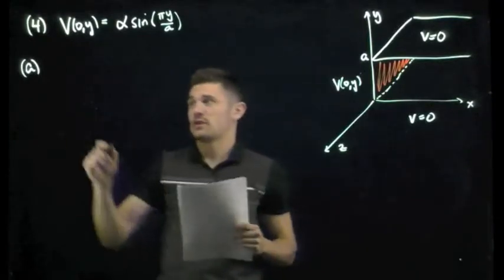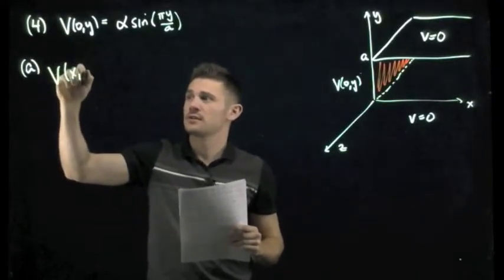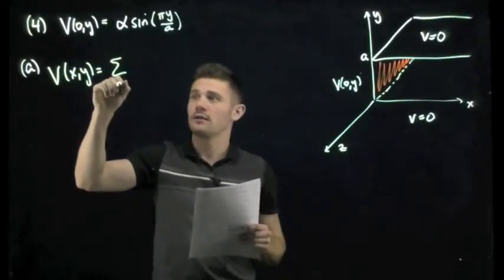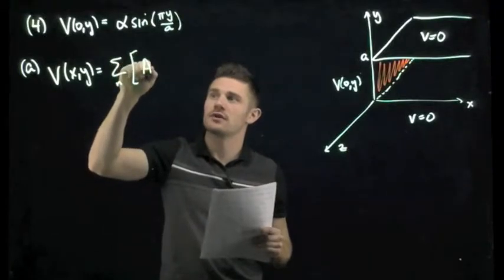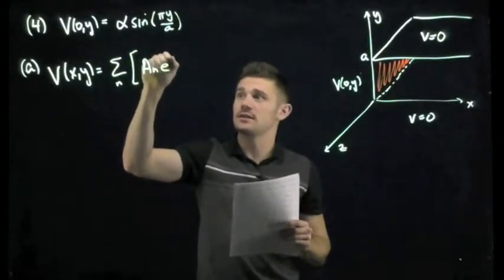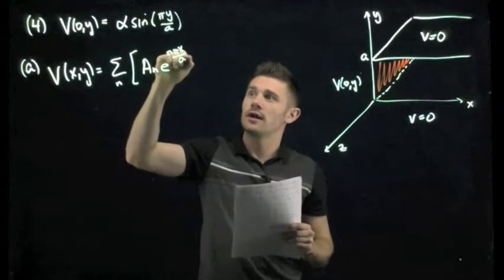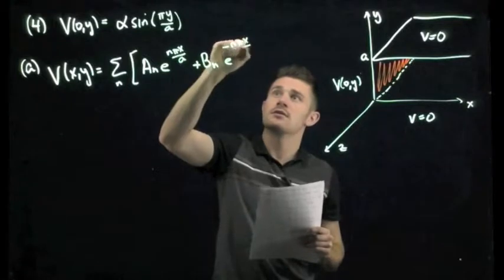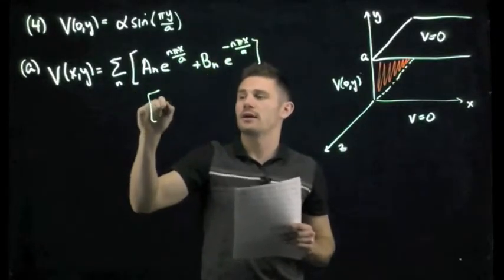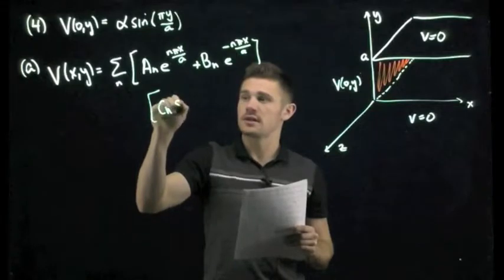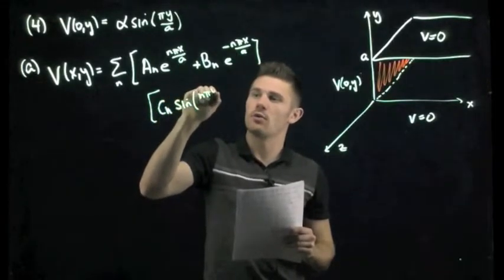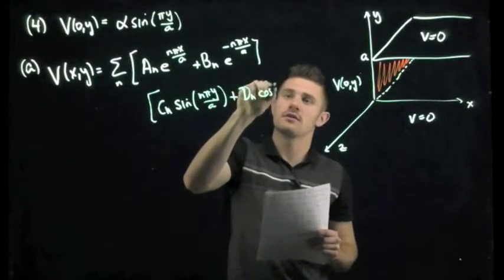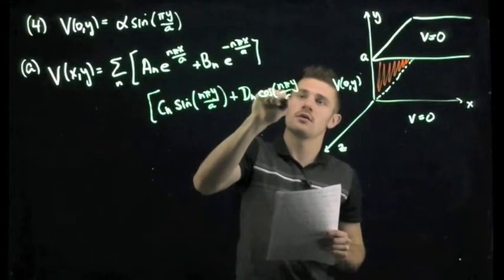Part A says that we know the general form of the solution to this from separation of variables is given by the sum over all n of some constant an times e to the n pi x over a plus bn e to the negative n pi x over a, multiplied by, again, some coefficient cn times sine of n pi y over a plus dn cosine of n pi y over a.